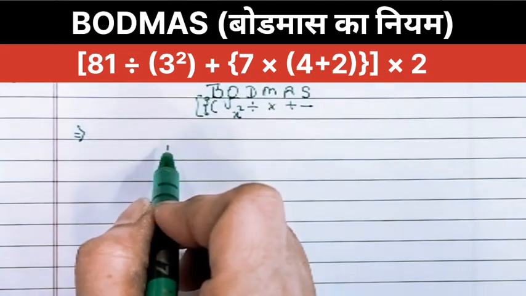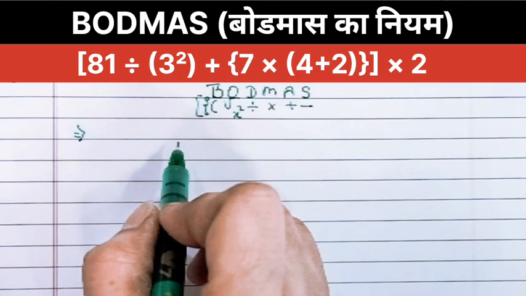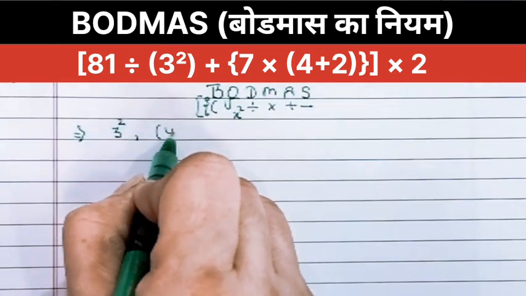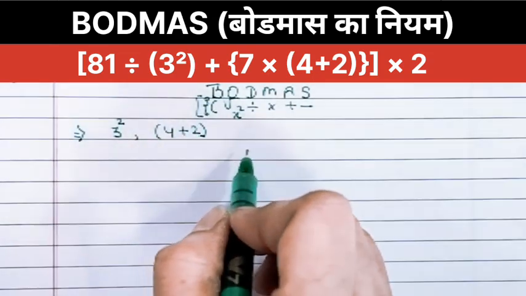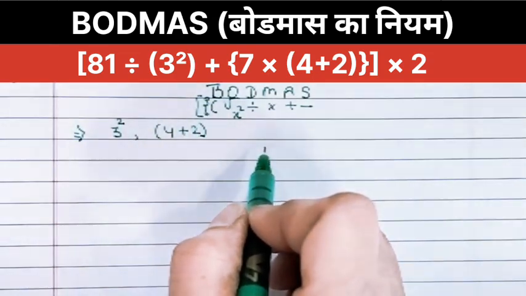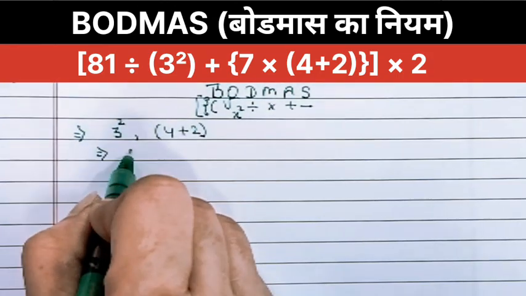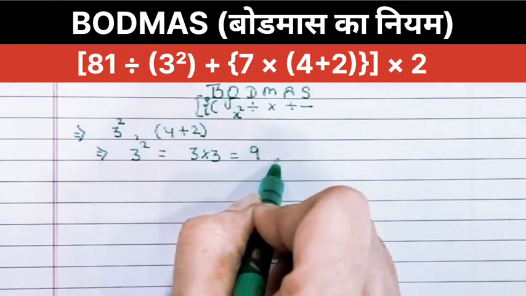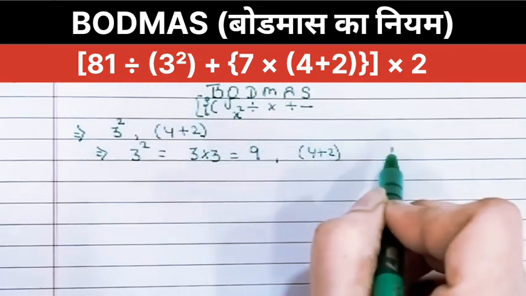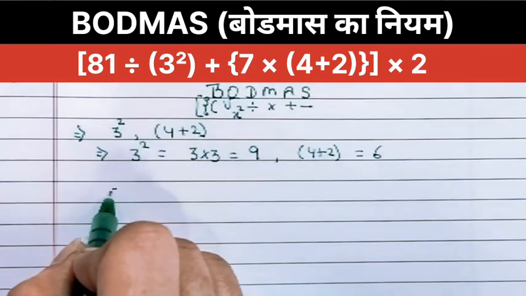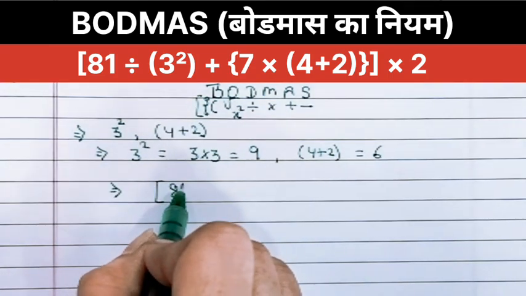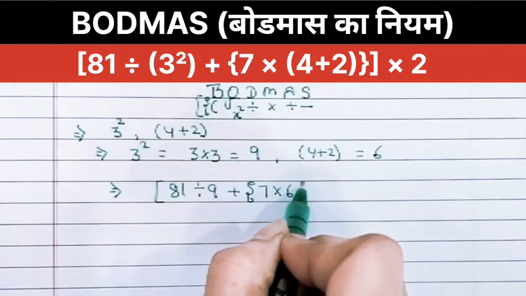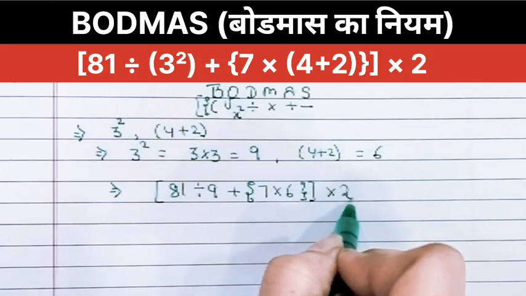Now the first step says solve the innermost round bracket. First, we calculate the operations inside the parentheses, which are 3 squared and 4 plus 2. According to BODMAS, we solve the innermost brackets before moving outwards. So first we solve 3 squared, which is 3 multiplied by 3, equals 9. And then 4 plus 2, the addition gives you 6. So now the current expression becomes square bracket 81 divided by 9 plus curly bracket 7 multiplied by 6 curly bracket, square bracket off, and multiply by 12.